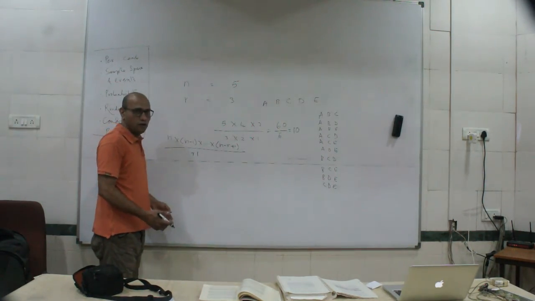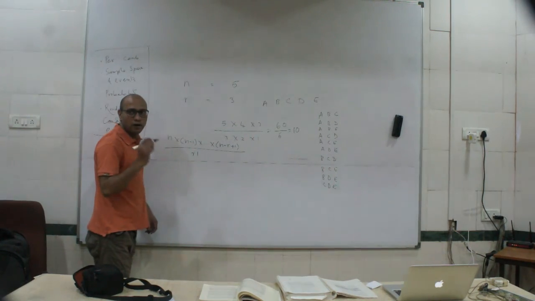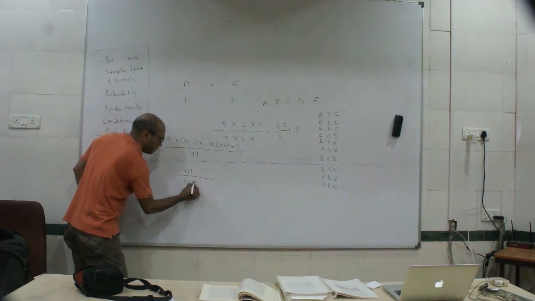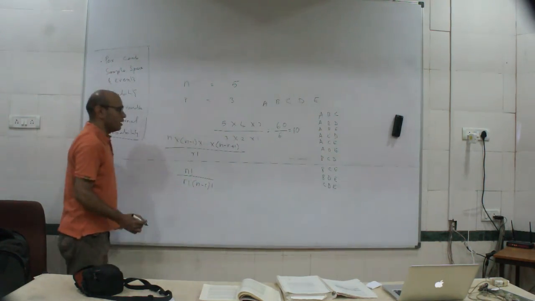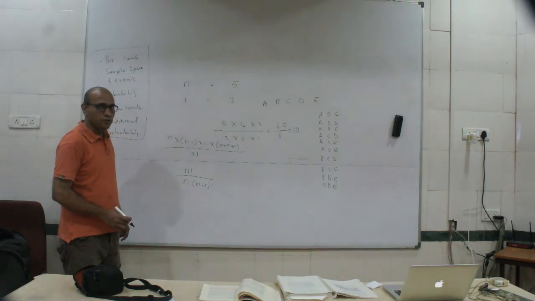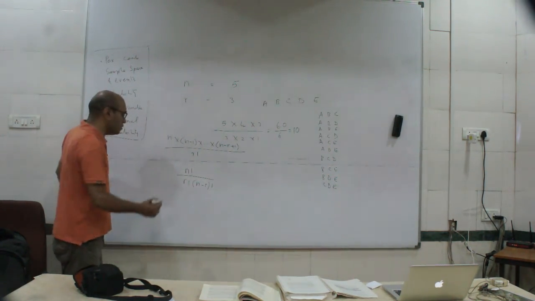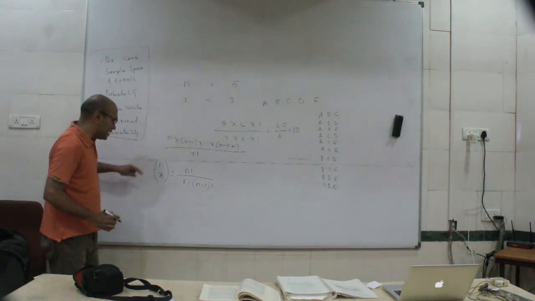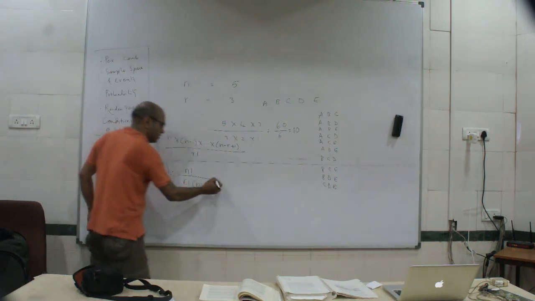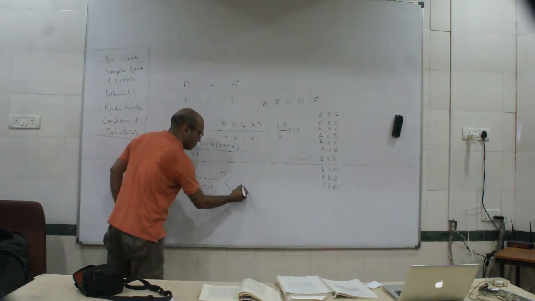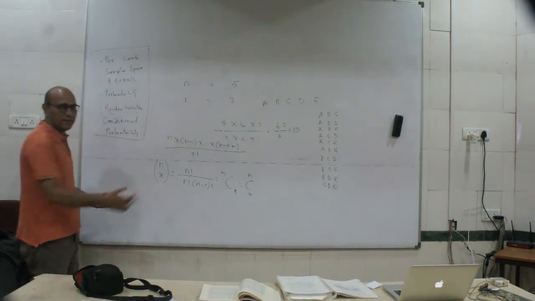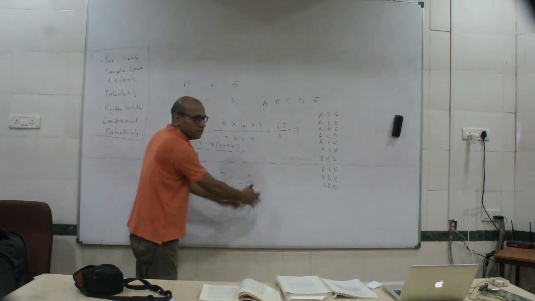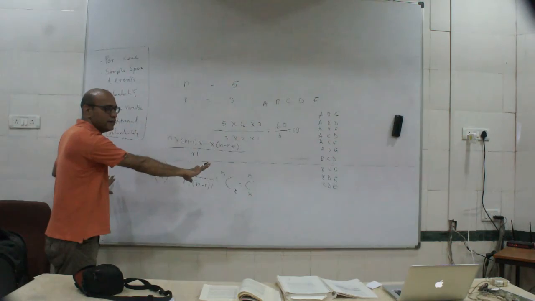The easier expression of this is n factorial upon r factorial into n minus r factorial. This is another way of expressing it. This whole thing is called nCr, and it is read as nCr. There are many ways of writing it. People write it in different notations, but these are all identical. So nCr is n factorial upon r factorial into n minus r factorial. This is all identical stuff.